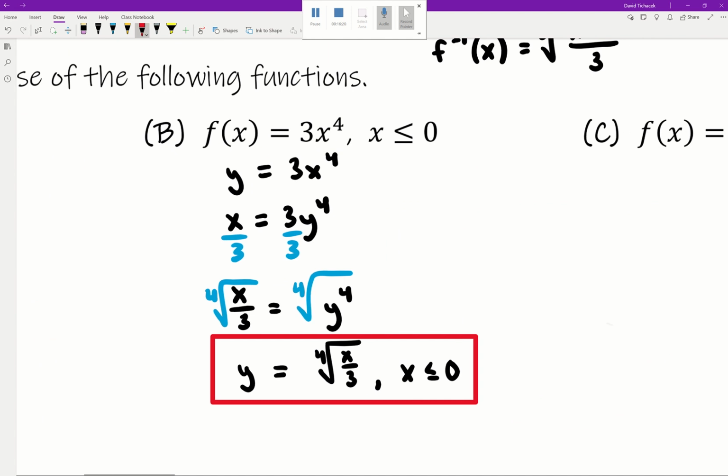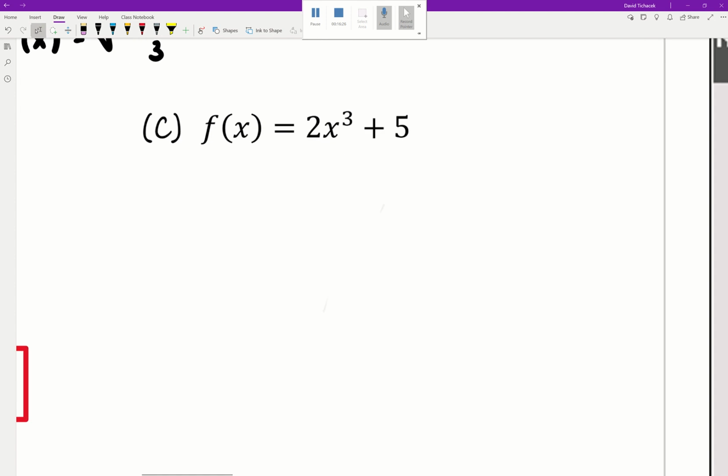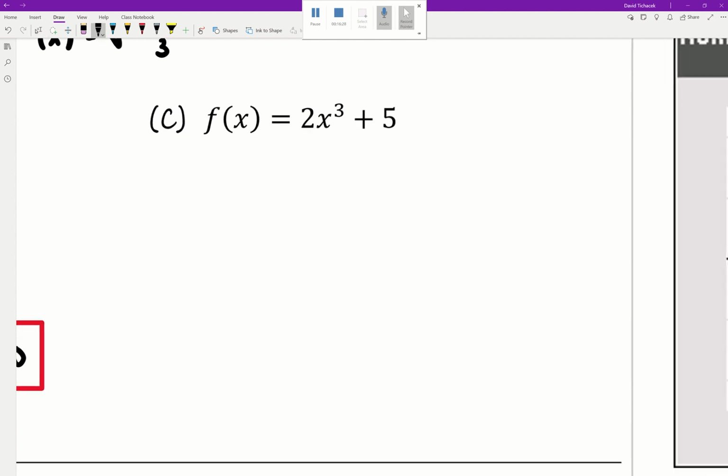You notice that I've done part B here for you. That's something I would encourage you to pause the screen and try yourself. I'm going to go ahead and take care of part C here, which again, really nothing new here. We just are going to do the exact same process. Take f of x and trade it out for a y, and then make x and y trade seats, and then we're going to solve for that y here.